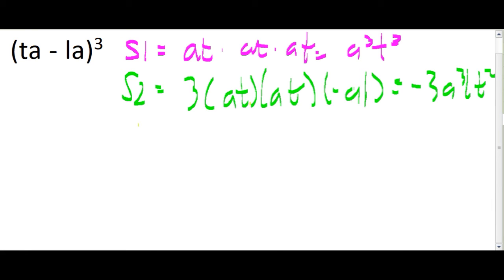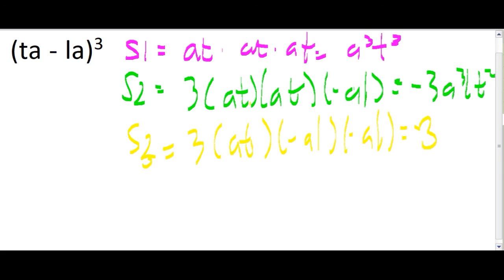Next, step 2, or step 3 rather, get the product of the first term times the square of negative AL. Negative AL squared is equal to 3. Then, A cubed, L squared, tapos T.